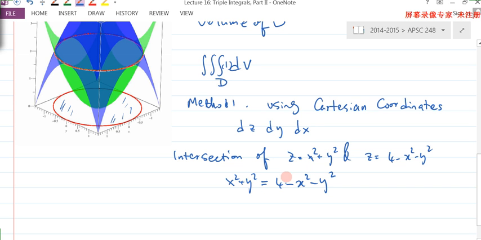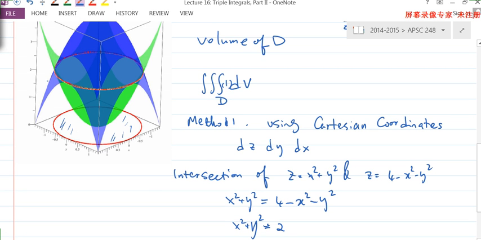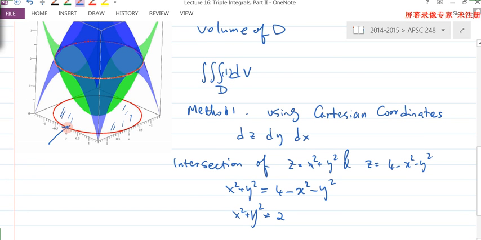Simplify this: bring it to the left, and we get 2x squared plus 2y squared equals 4. So that means x squared plus y squared equals 2, right? Now this is the intersected circle. It's a circle with a radius of what? 2 or root 2? Careful with that. So you can label the bottom circle here: x squared plus y squared equals 2.